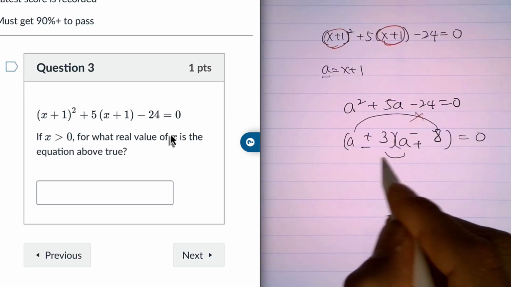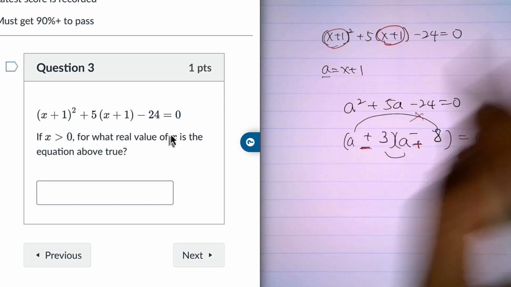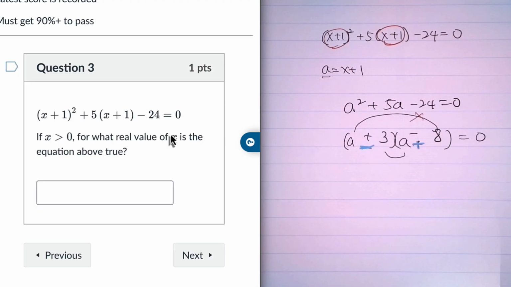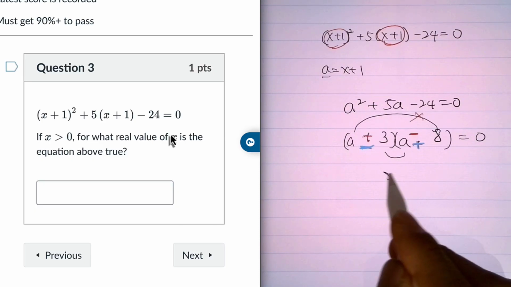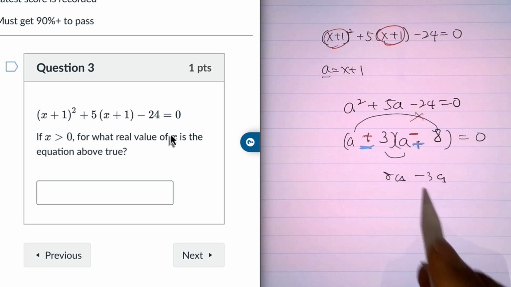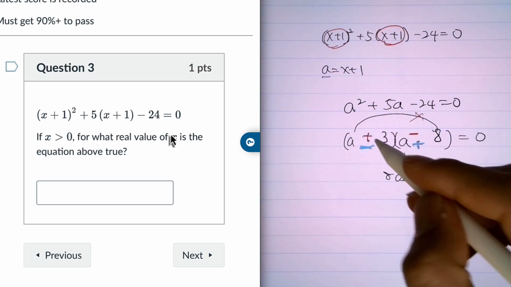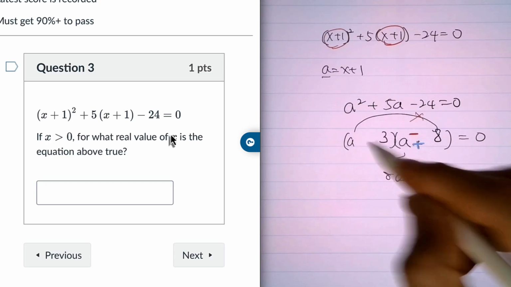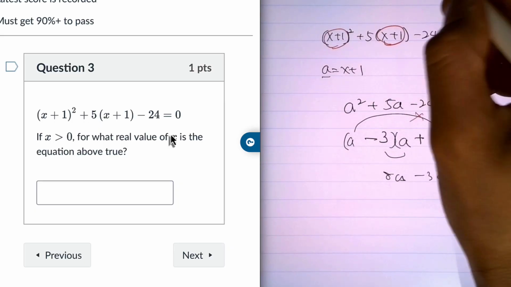But if you do negative and plus, okay, let me use a different color, minus and plus, yeah, when you do minus and plus, you get positive 8a, negative 3 times a is minus 3a. So if you combine these two terms, you get 5a. Therefore, we have to go with the blue here. So let me replace with minus and plus. Okay, minus and plus.